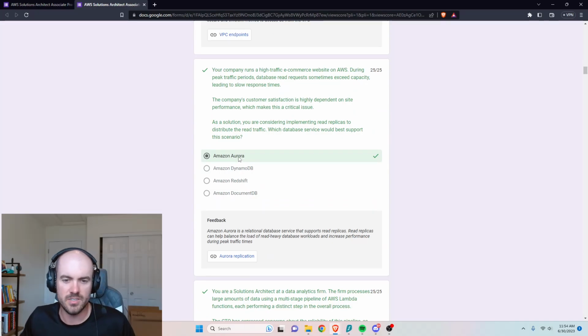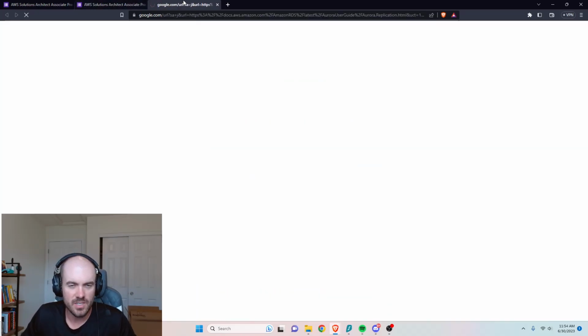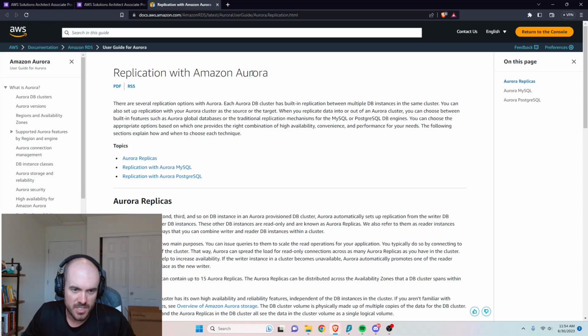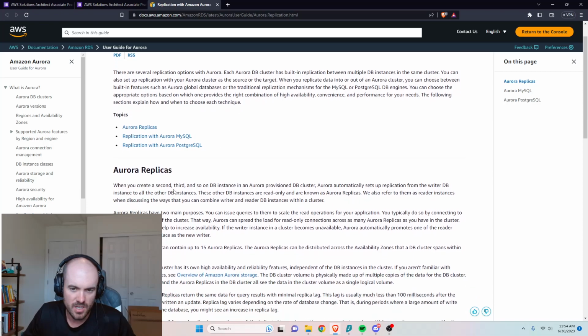Amazon Aurora is a relational database service that does support read replicas, and we can see more information about that here. Replication with Aurora, we've got Aurora replicas. Essentially these other instances are read-only, and they're known as replicas. They are read replicas, but AWS just calls them Aurora replicas. Just know that they're essentially just read replicas, okay?